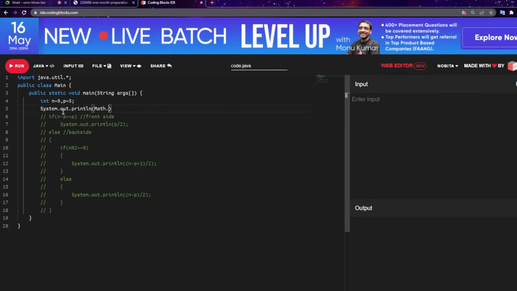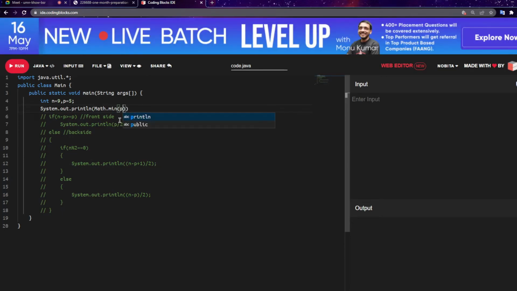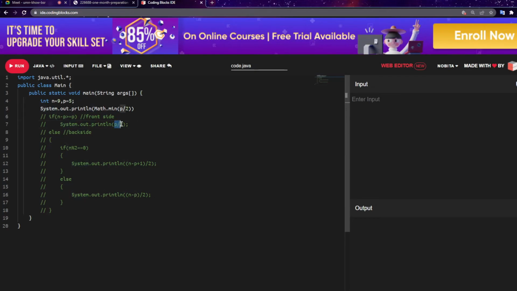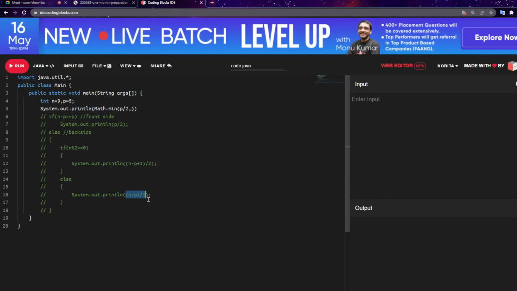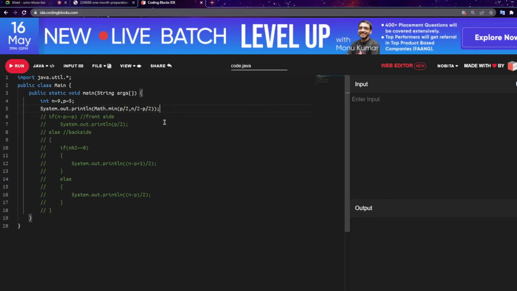Back side. Okay, so here System.out.println. I will use Math, which is the inbuilt class. I am using the minimum function here, the min method. So p by 2. Surya wrote a condition here, but I am not writing any condition. I am writing p by 2 same as Surya. But for this one, where Surya wrote n minus p by 2 and n minus p plus 1 by 2, for this whole statement I will simply write n by 2 minus p by 2. So this is how exactly it works.